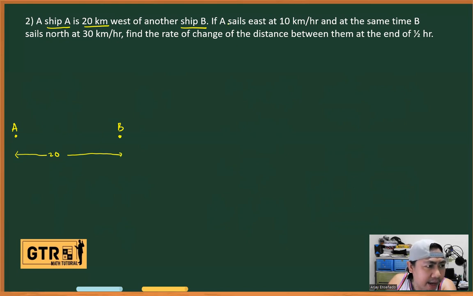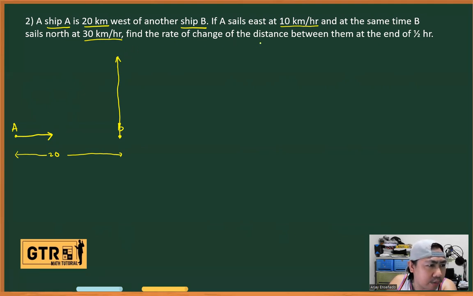Okay, if A sails east at 10 kilometers per hour, and at the same time, B sails north 30 kilometers per hour. So si A ay papunta kay B at a speed of 10 kilometers per hour, but at the same time, si B ay papunta sa north ng 30 kilometers per hour. Mas mabilis si B. So therefore, ayan, yung drawing ko, mas malayo na siya.